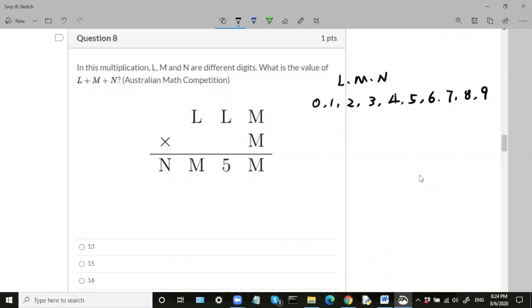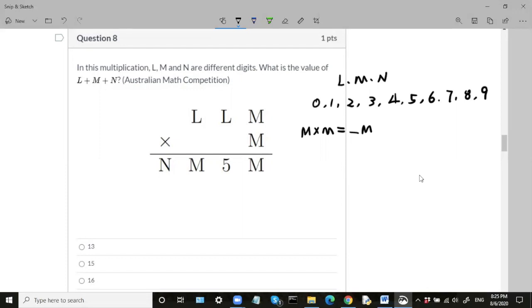Okay, so let's look at the multiplication here. The first step is M times M. Its unit digit is M. So we have M times M equals a number whose unit digit is M. Let's look at these digits. Which digits could give us this result?